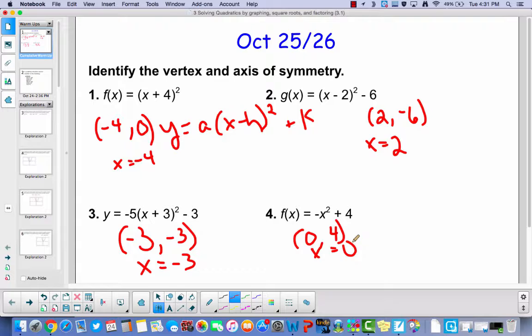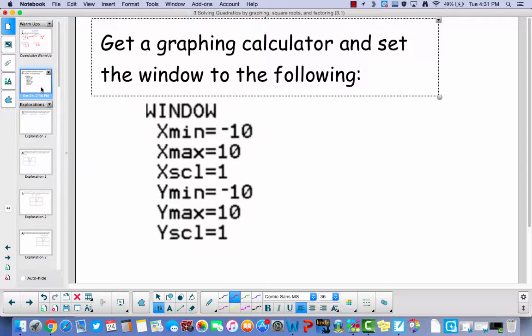All right, today we're going to talk about different ways to solve quadratic equations. The first way is with the graphing calculator. Make sure you've got a graphing calculator and set your window to the following so that it matches mine. If you have additional things on the screen, don't worry about it. These are the things that you need to have.